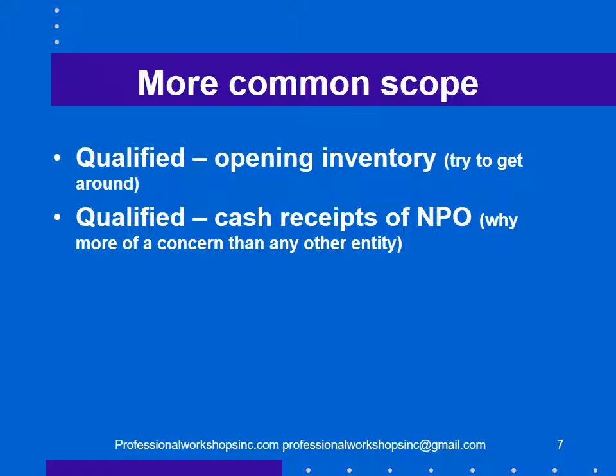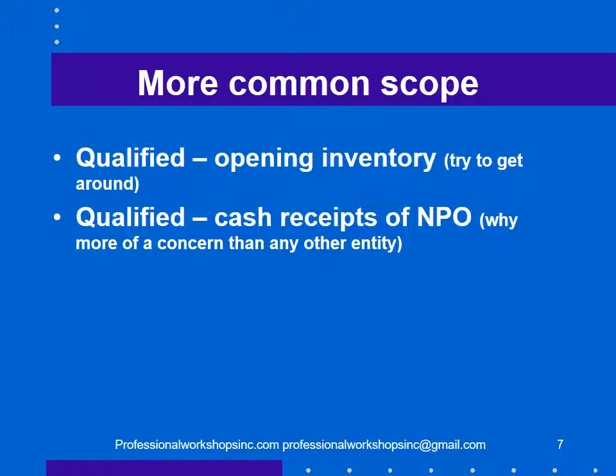The other one that's common, and probably more common than it should be, is cash receipts of an NPO, completeness of revenue. And I don't quite understand that one. We worry about cash receipts in a not-for-profit. Why don't we worry about that in other organizations that have tremendous amount of cash receipts? MGM Hotels International, lots and lots of cash, gambling, casino floor, slot machines, all that kind of stuff. They get a clean audit opinion. Why can't a not-for-profit organization that has cash receipts get a clean audit opinion?